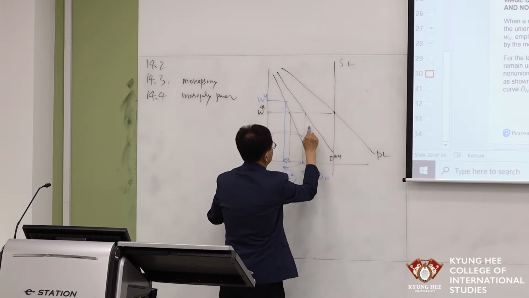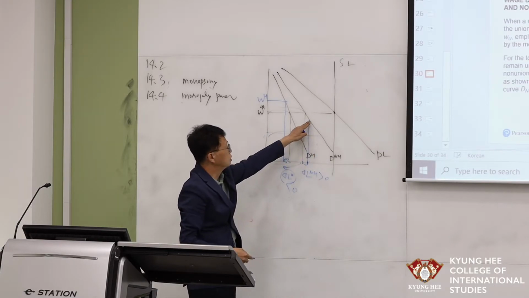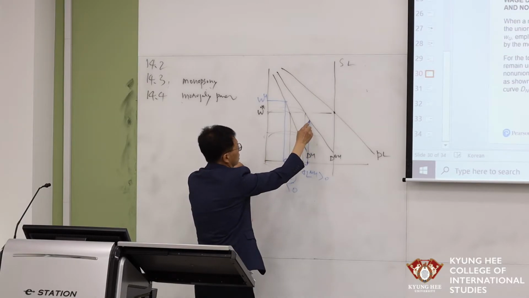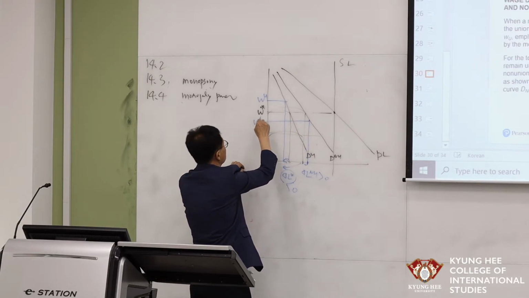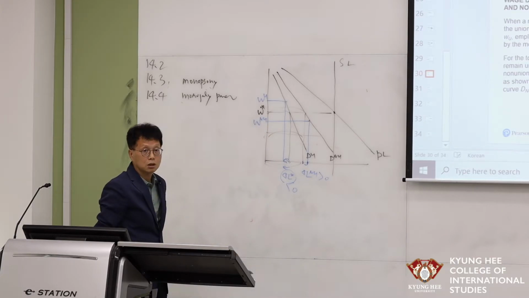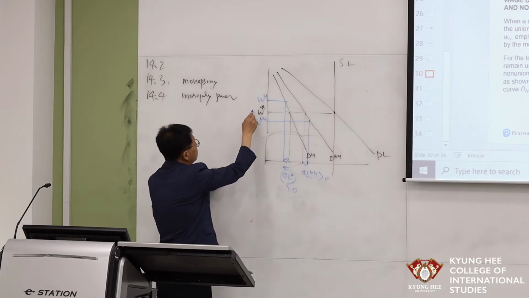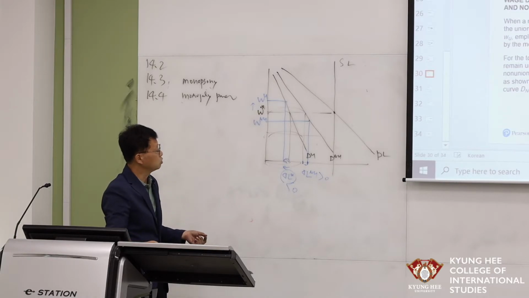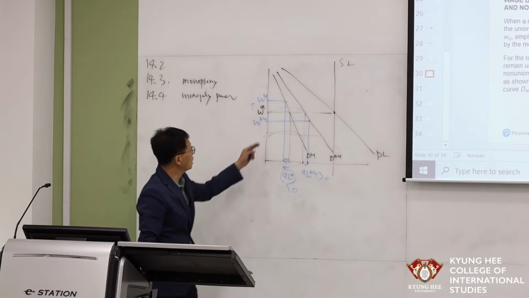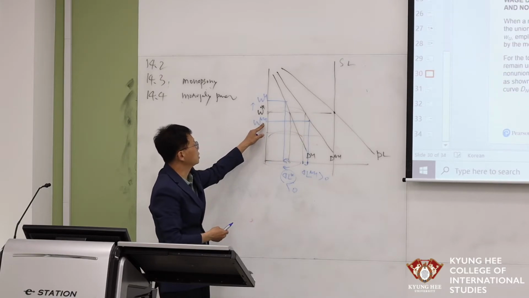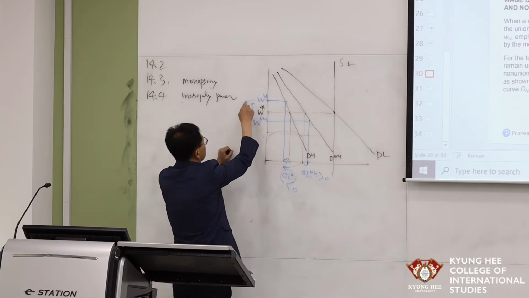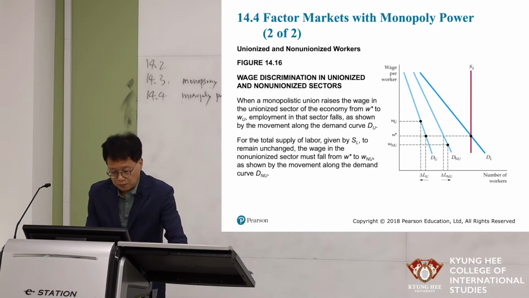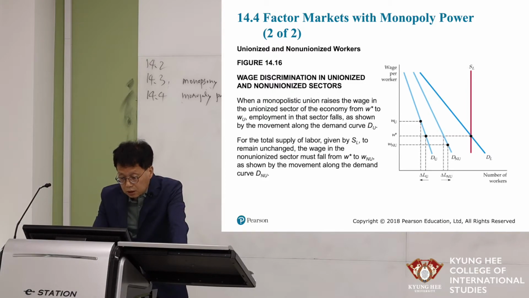So, like this, when employment of non-unionized workers increases, the wage rate of non-unionized workers should decrease. If the labor union wants higher wages, then labor employment decreases, right? This should be compensated by an increase in non-unionized workers. That only happens with a lower wage rate for non-unionized workers, right? So there is a gap between the two. Okay? So look at this again.